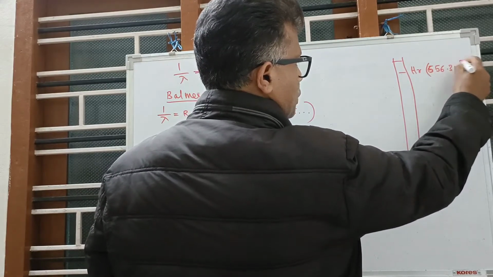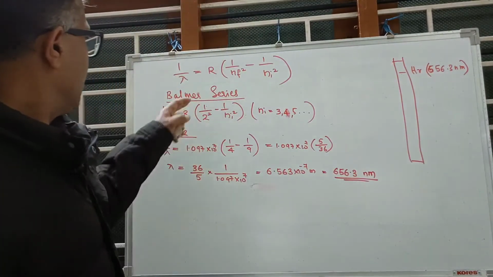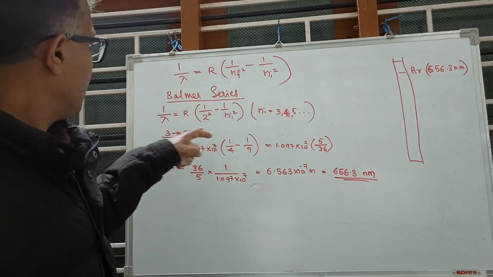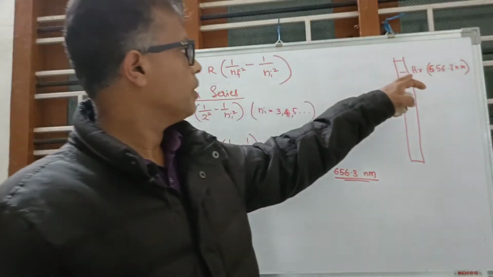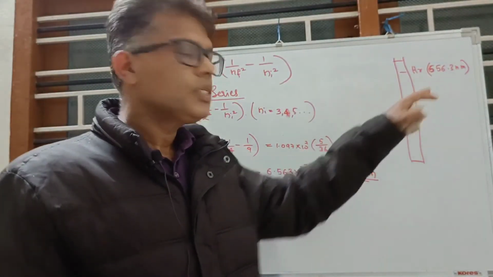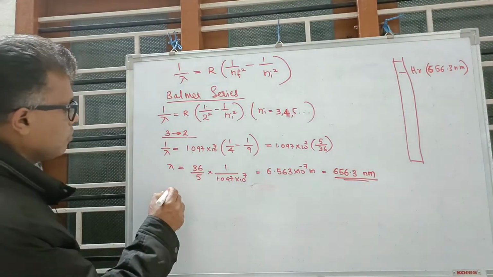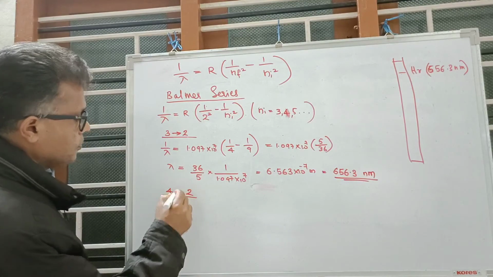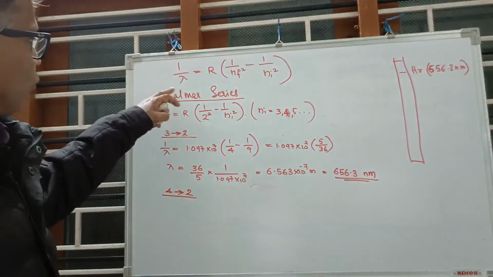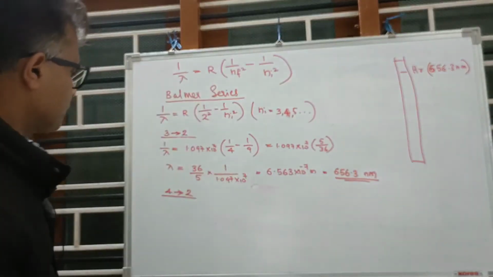656.3 nanometer. So, an electron jumping from third to second, it is coming in the visible range. So, we'll just write one more, from 4 to second.